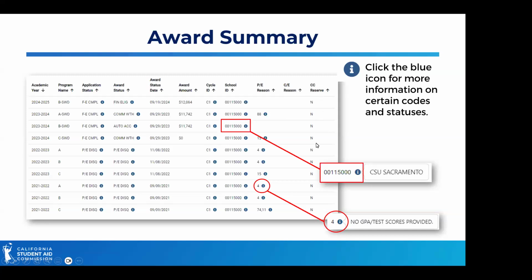Also, this far right column shows you CC reserve for the community colleges on our line. You probably are aware that that means that a student was awarded likely a Cal Grant A at the community college, but is not able to actually utilize that or receive a disbursement at the community college because in most cases, Cal Grant A is specific to our universities, right? And so if this were a student with a Cal Grant A at a community college, it would indicate a Y here. A yes for that award would have been placed on a community college reserve.